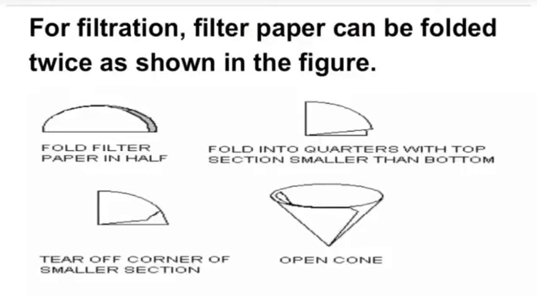For filtration, filter paper can be folded twice as shown in the figure. First of all, fold the filter paper in half, and after that fold it into quarters as shown in this picture, with the top section smaller than the bottom. Then tear off the corner of the smaller section and open this cone. In this way we can make a cone of filter paper.